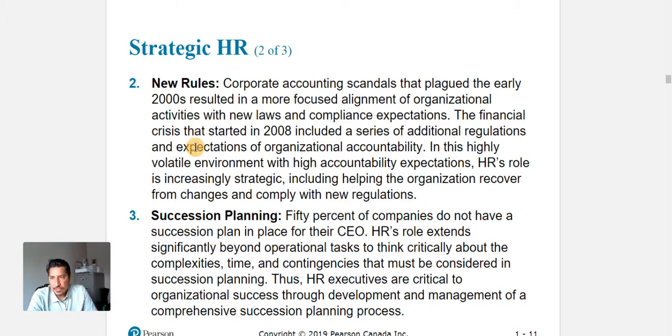So these include succession planning as well. 50% of companies do not have a succession plan in place for their CEO. So human resource are the individuals who come up with those plans, like a plan B, contingency plans. What if the present CEO or the top person in the organization leaves, the chairman leaves the organization, what to do?